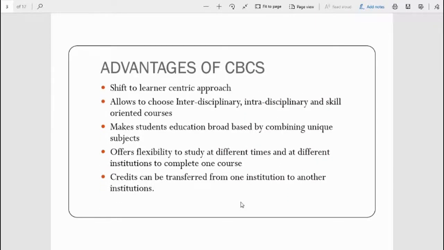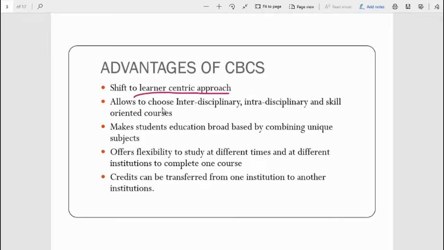Next, what are the advantages of CBCS? The first advantage is that it led to a shift to a learner centric approach. The conventional teaching system was based on a teacher centered approach, but this one is based on a learner centric approach. I have discussed these approaches in my previous videos, so please do check them.